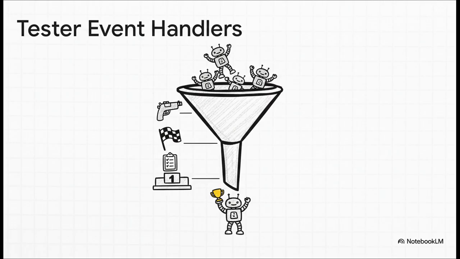For example, using the OnTester function, you can create your own custom optimization criterion. So instead of just optimizing for profit, you could tell the tester to find the settings that give you the best risk-to-reward ratio. You get to define what best really means for your strategy.